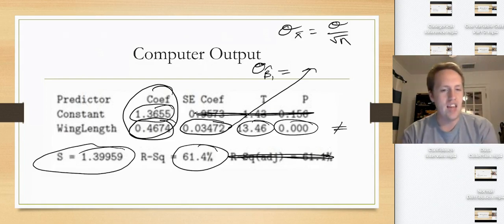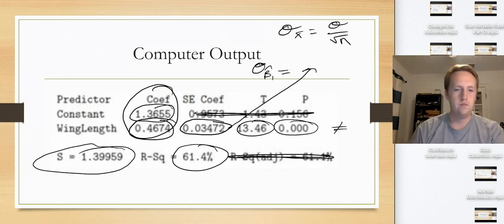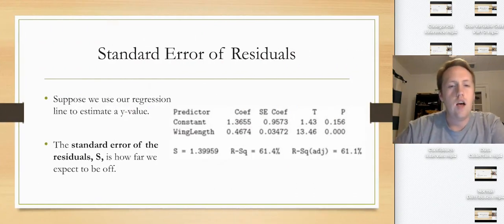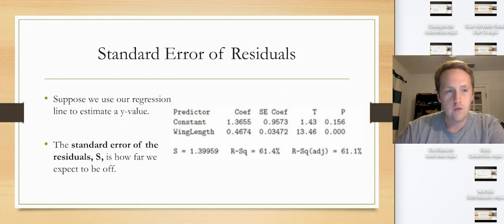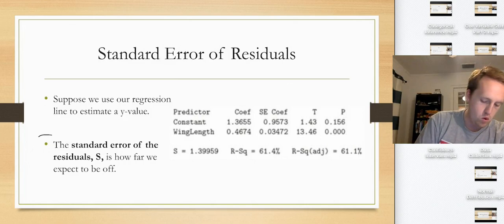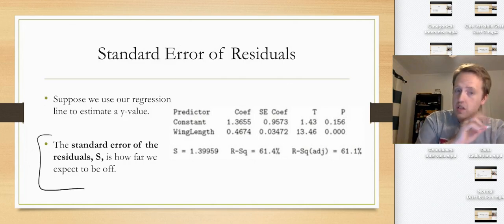That number is called the standard error of the residuals. So suppose we use our regression line to estimate a y value, right? Because we do that all the time. The standard error of the residuals is how far we expect to be off when we make estimates. So we anticipate our estimates being off by 1.39959, whatever that is. If we make an estimate, that's how far off we expect to be. That's what that S is. This is important, right? That shows up a lot. The other things show up less often.